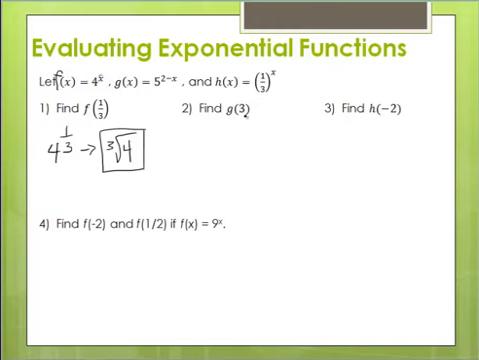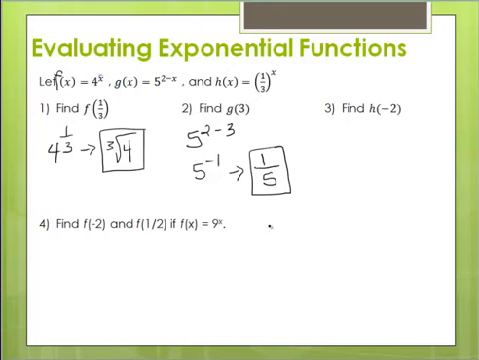So what if we want to find g of 3? This is the function g, so we put 3 in for x. We have 5 to the 2 minus 3. 2 minus 3 is -1. And remember, -1 as an exponent means you find the reciprocal. So you have 1 over 5 to the 1.